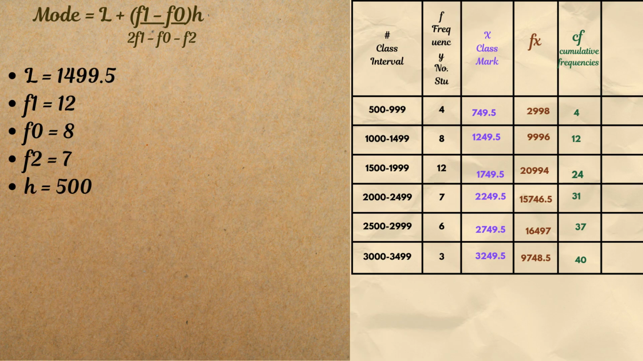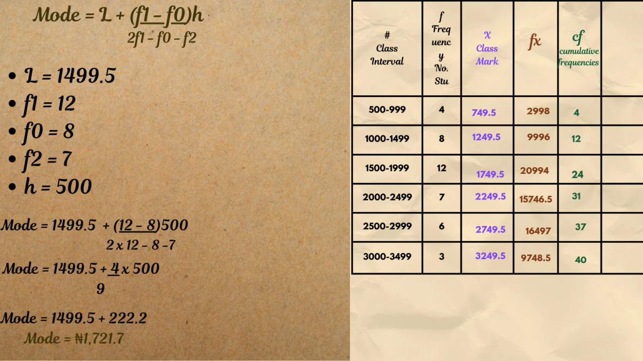L equals 1,499.5. F1 equals 12. F0 equals 8. F2 equals 7. H equals 500. Now substitute. Mode equals 1,499.5 plus open bracket 12 minus 8 divided by 2 times 12 minus 8 minus 7 close bracket multiplied by 500. Therefore, the mode is approximately 1,721.5 Nigerian nairas. Great job!